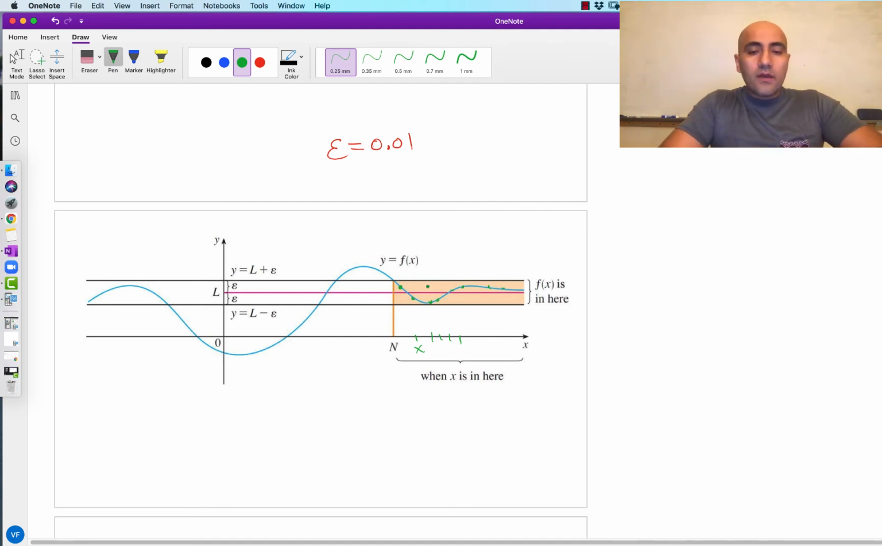Okay, so don't worry too much about the formal definition of this limit. We really don't spend too much time on that. So if that helped, good. If not, don't worry about it. Let's take a look at some of your homework problems.